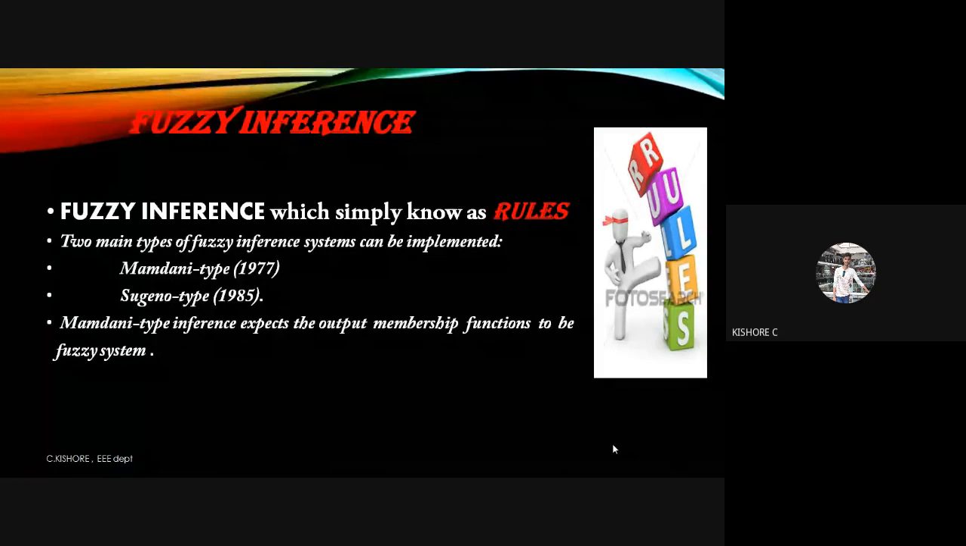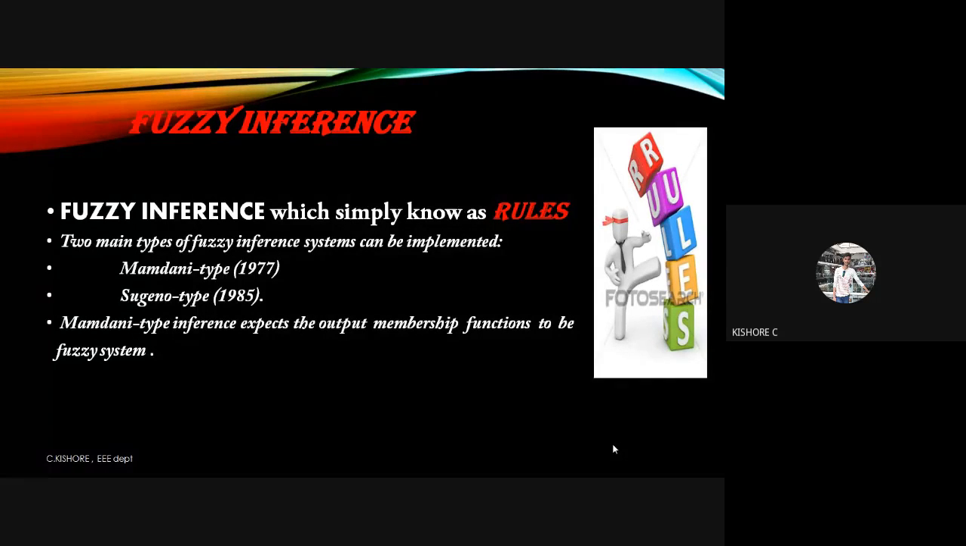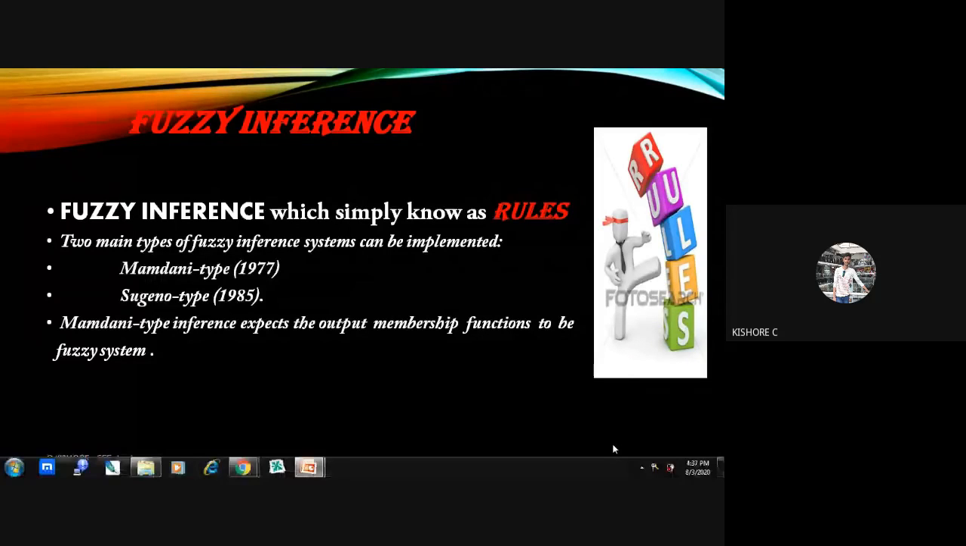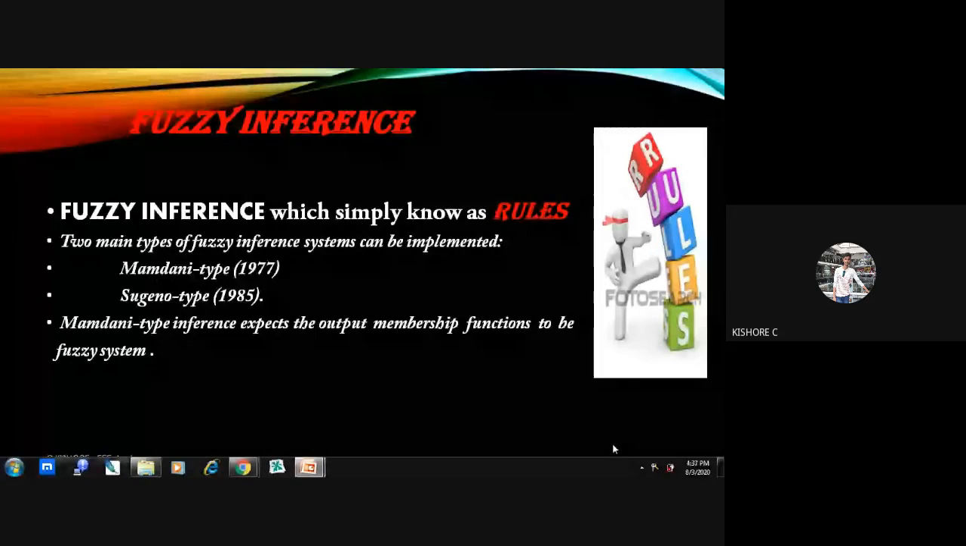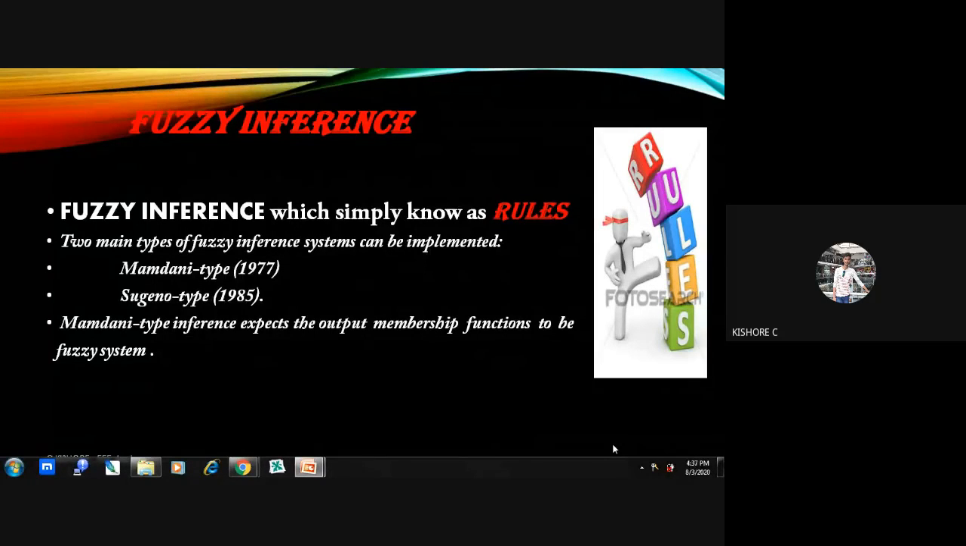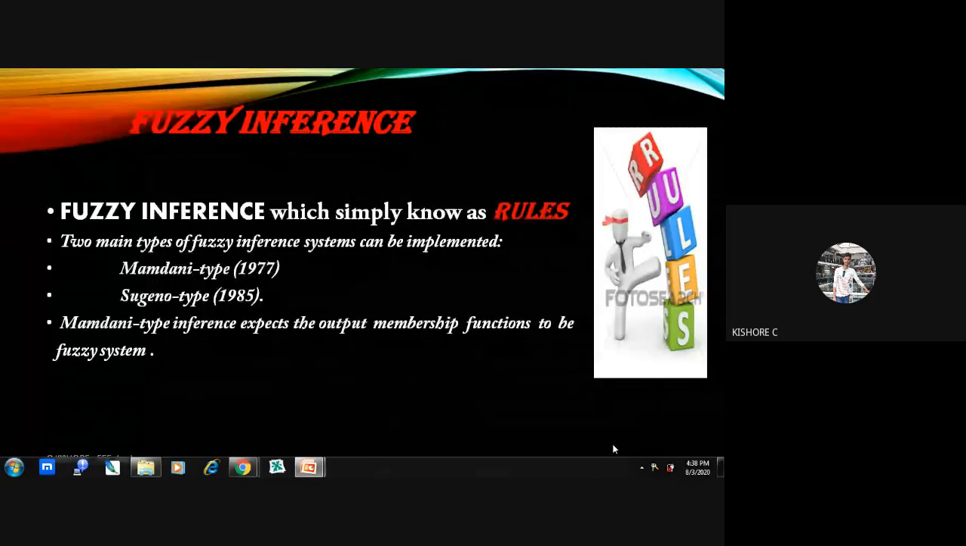There are two types of fuzzy inference, Mamdani and Sugeno. The Mamdani fuzzy inference system was proposed as the first attempt to control a steam engine and boiler combination by a linguistic control obtained from an experienced human operator. But the Sugeno inference system was proposed by Sugeno and Kang to develop a systematic approach to generating fuzzy rules from a given input and output data set.